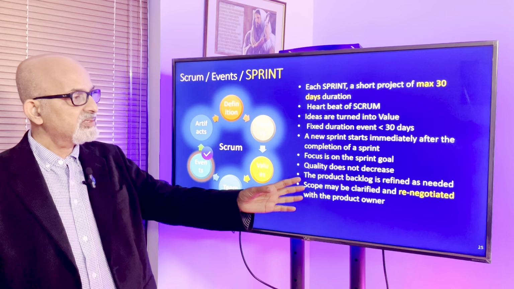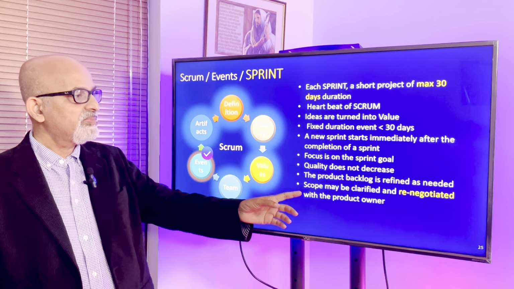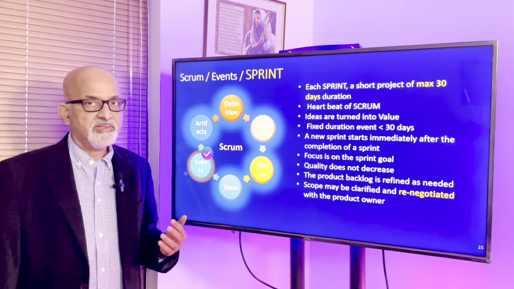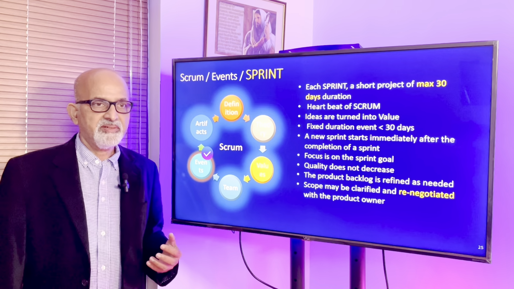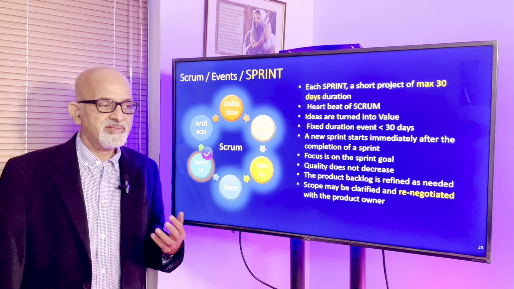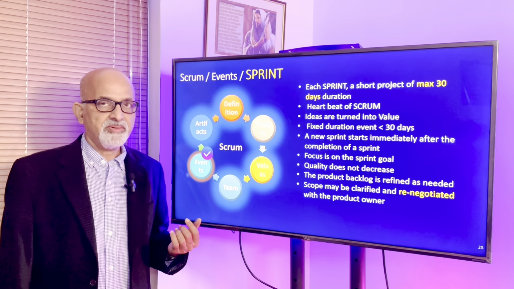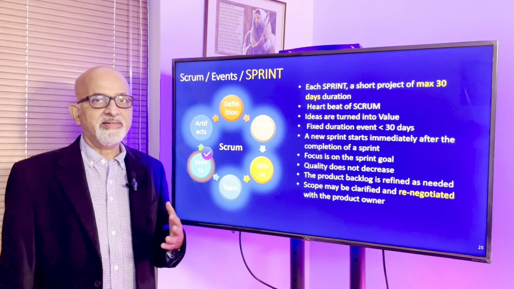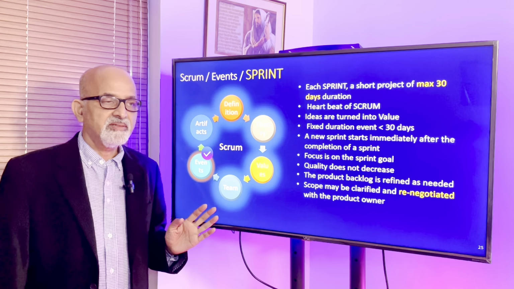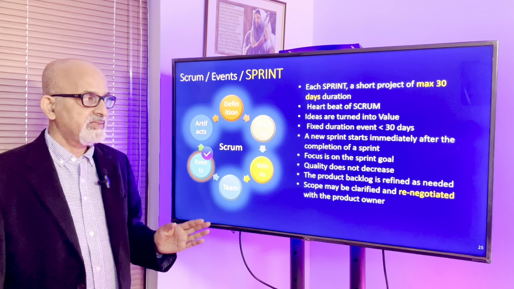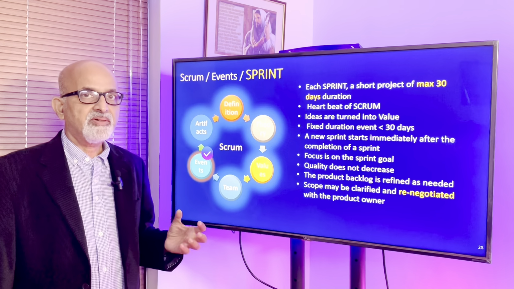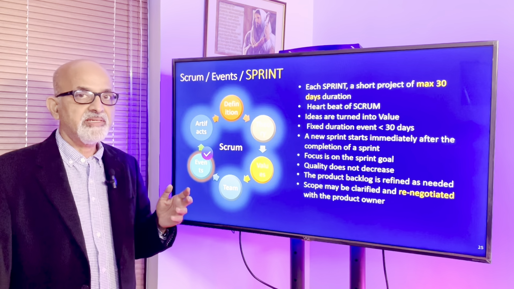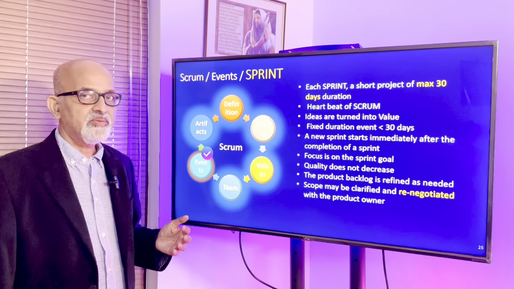The product backlog is refined as needed. Scope may be clarified and renegotiated with the product owner during the sprint. So during the sprint, if the team needs clarifications, they can go back to the product owner, and the product owner is supposed to clarify all their doubts, not only in the planning meeting, but during the sprint as well. So the product owner's availability must be ensured. Otherwise, the team's work will be negatively affected.